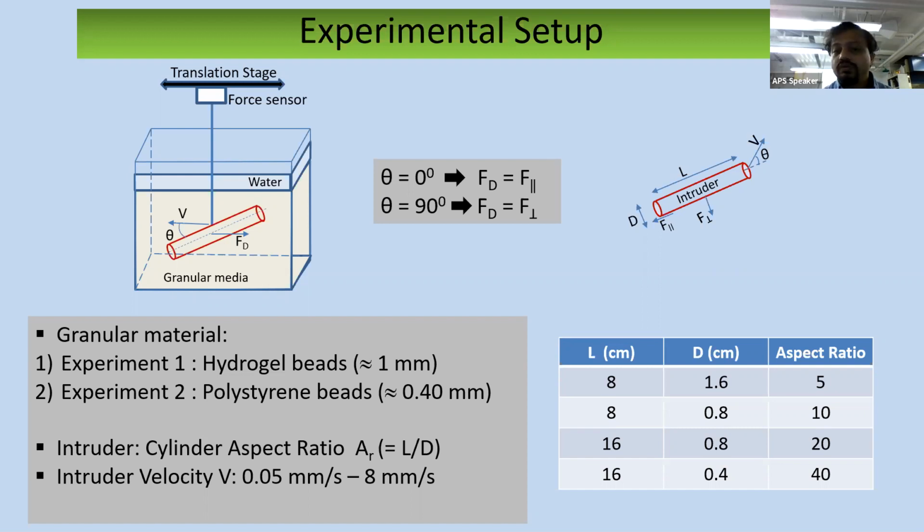We have used two different types of granular particles here. One is granular hydrogel and the other is polystyrene beads. The intruder aspect ratio was varied from 5 to 40. The lowest velocity for the intruder was 0.05 millimeters per second, and the highest velocity we have used was 8 millimeters per second.